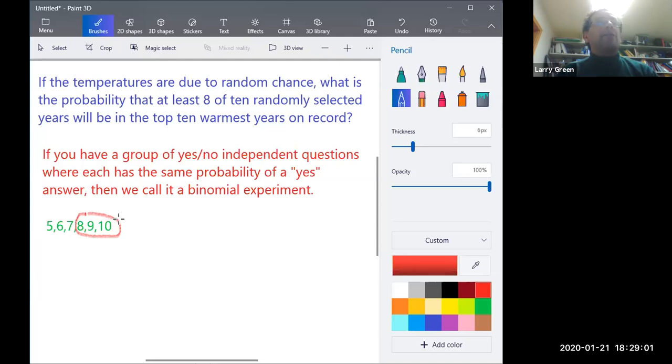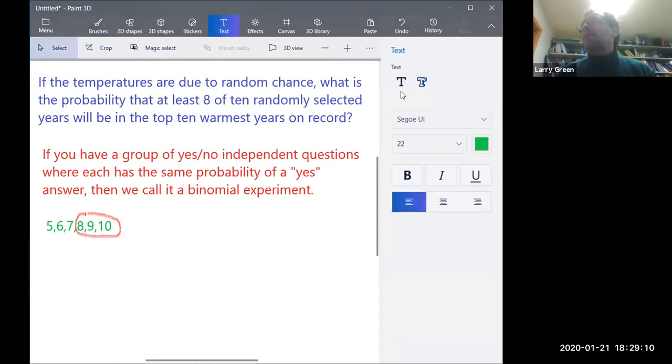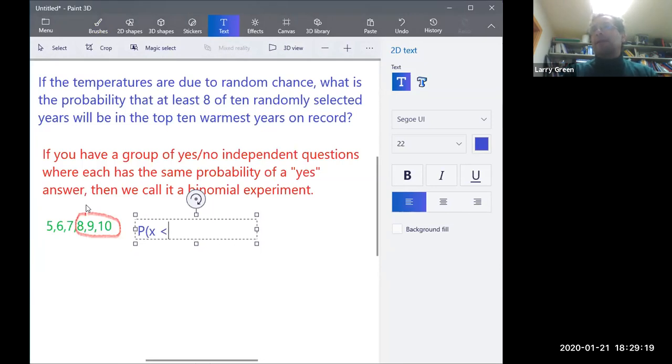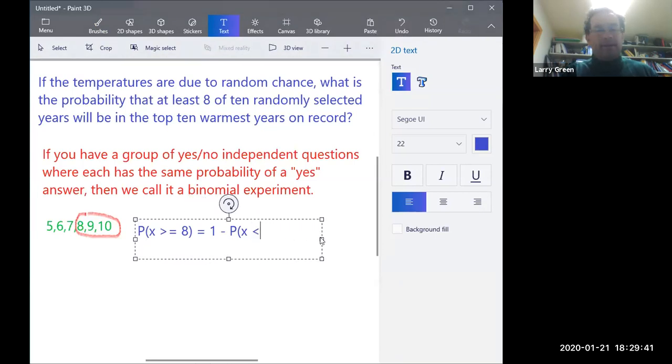The calculator cannot handle the right-hand side, so we have to use the rule of complements. So what I'm going to write is the probability that X is at least 8, which is greater than or equal to 8, is equal to 1 minus the probability that X is less than or equal to what number? The key is, what's the biggest number that's not circled? 10 is circled. 6? Well, no. 7. There you go. 7 is the biggest number not circled. So the complement of greater than or equal to 8 is less than or equal to 7.